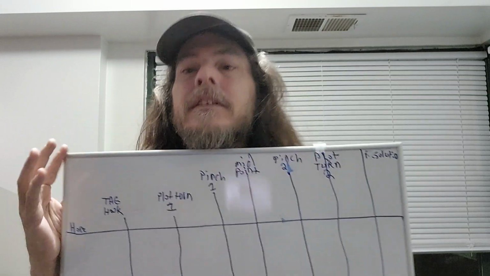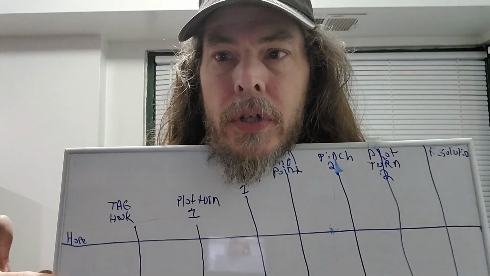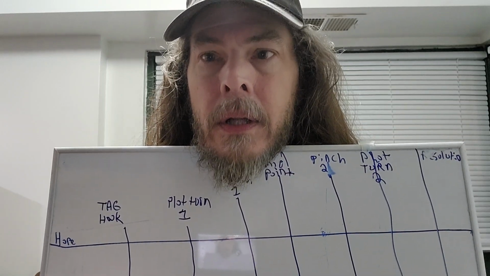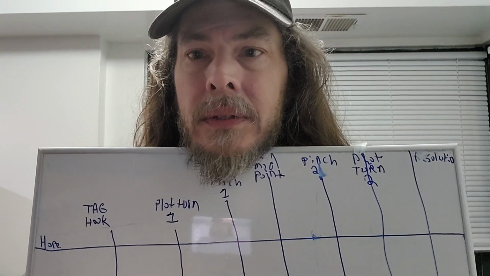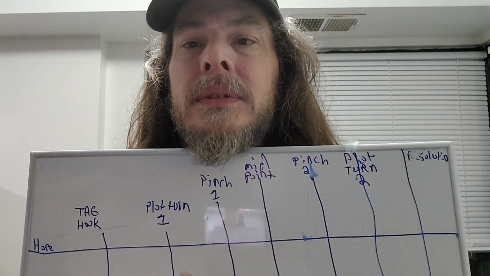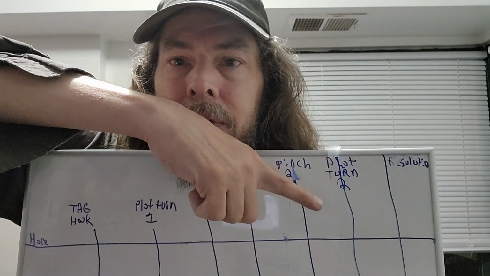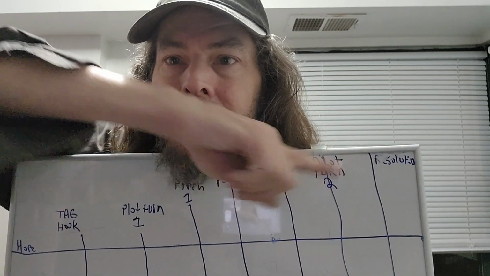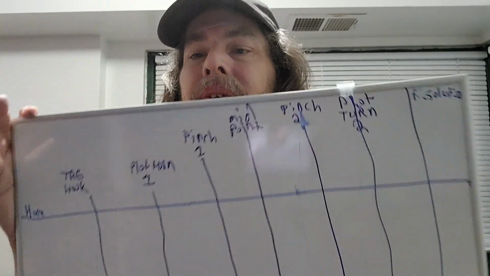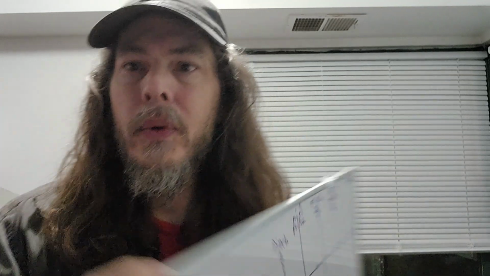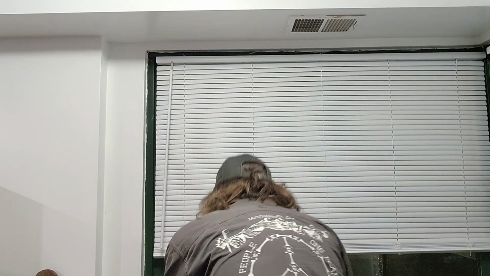See? So, we have the hook, then we have the plot turn 1, and we have pinch 1, we have our midpoint, we have pinch 2, we have plot turn 2, and then we have our resolution. We've built a nice structure for our railroad of emotions that we're going to take everybody on. Isn't that fun? A roller coaster of the emotions.